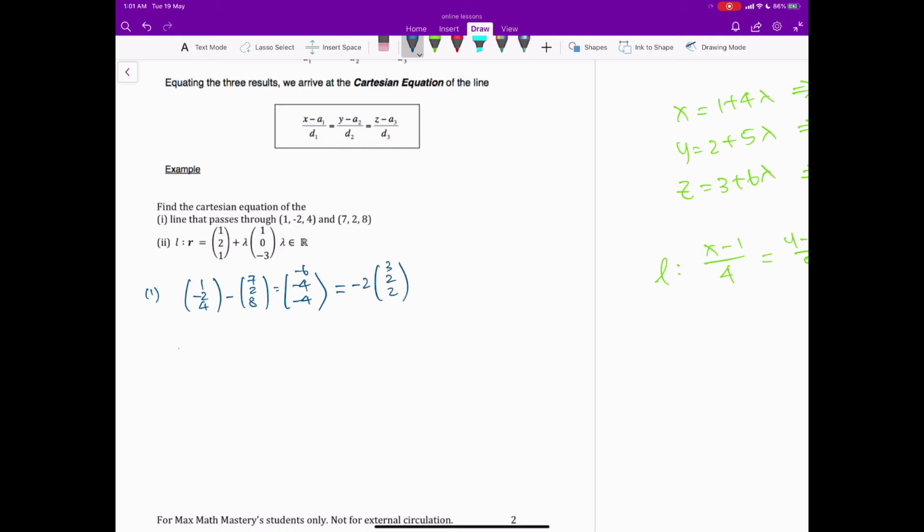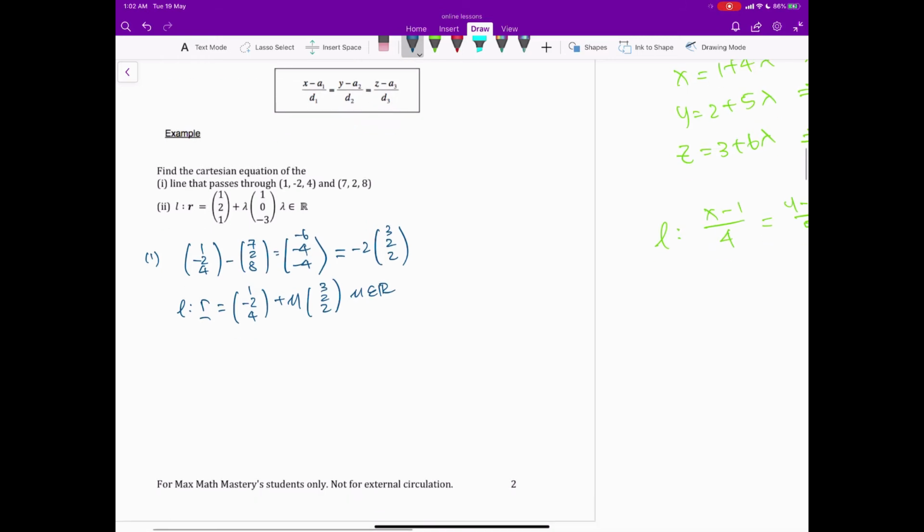So my vector equation of my line will essentially give me this: r equals a, which is (1, minus 2, 4), plus mu (3, 2, 2), where mu is a real number. From here, we can quickly form the Cartesian equation of the line. If you can't remember the memorized form, do use the manual method by making lambda the subject. If not, you can derive it very quickly to be this: (x minus 1) over 3 equals (y plus 2) over 2 equals (z minus 4) over 2. So to further simplify, you can rewrite the line equation to be this.